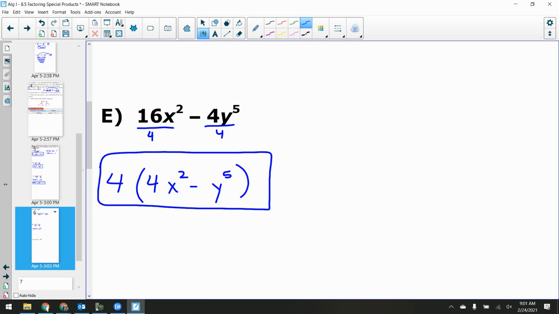I would not write not factorable because I did something to it. I factored out the GCF, so it's not technically not factorable. I did something to it.